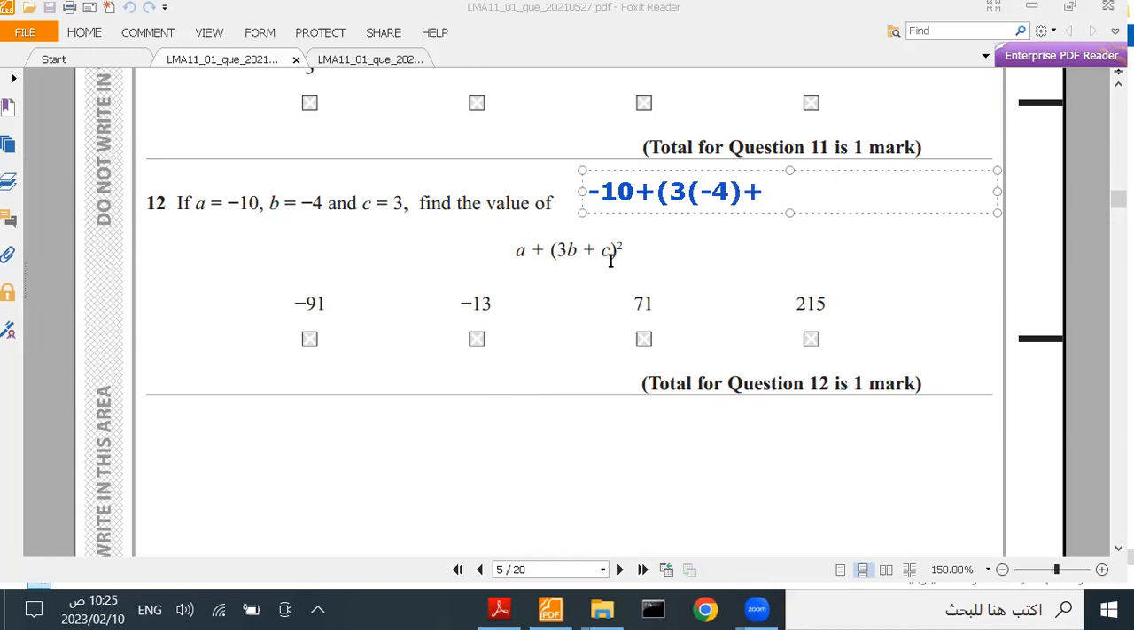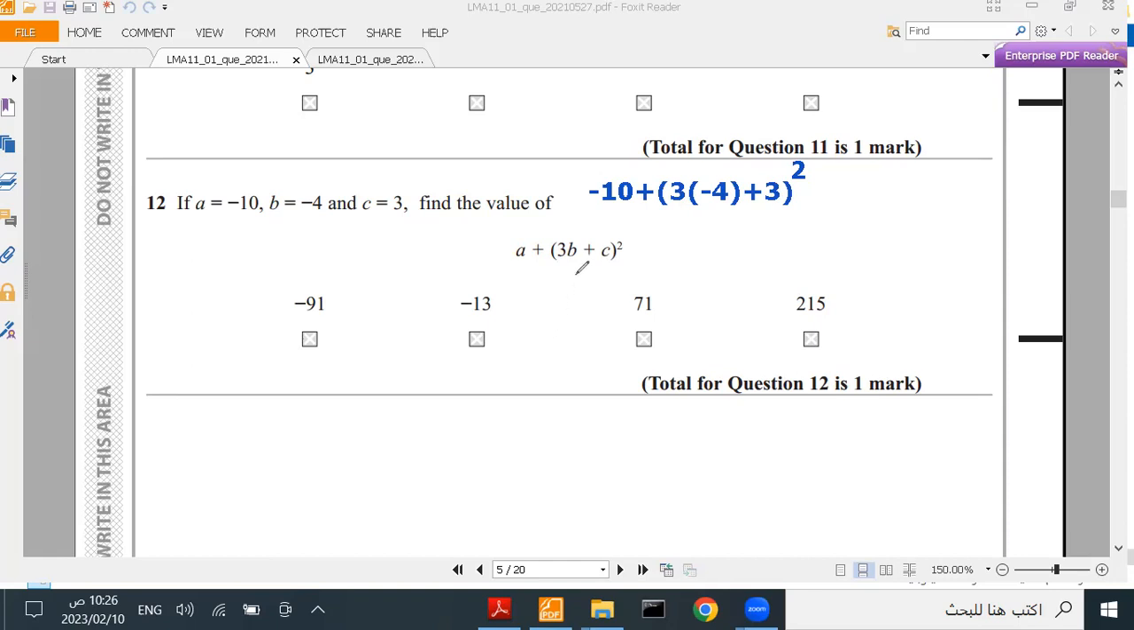And then plus. And then c is 3. I put 3, then close the bracket and put square on top of it. If I do the same steps in the calculator, it will give me the answer. It's important to focus on the steps. You have to know 71 this. You got 71? Good.